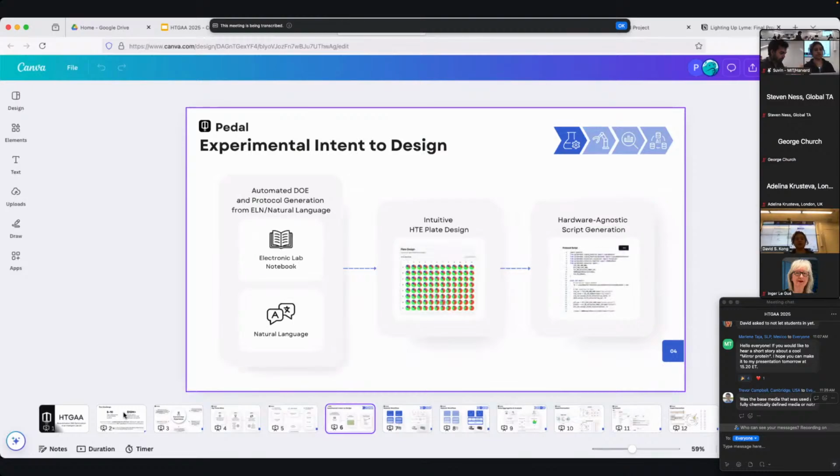So the first of these, just as a quick summary, converts experimental intent to design. The goal here is, could you take something from an electronic lab notebook in natural language, or a paper, maybe you're trying to reproduce a study that's already been done, and turn that into robotic execution. My background's in chemistry, so I previously made this for high throughput experimentation plate design, like 96-well plates, and then converting that into hardware agnostic script generation.